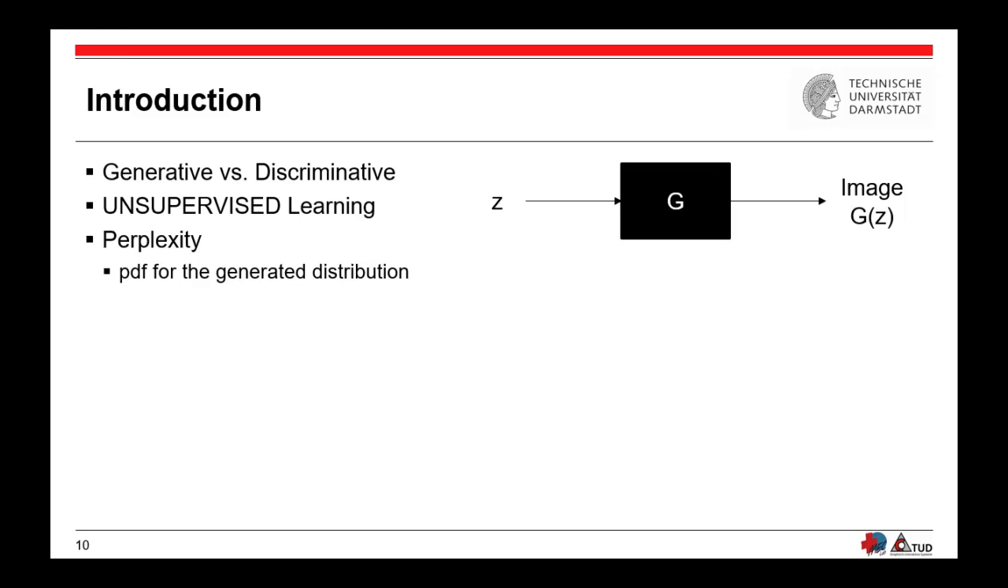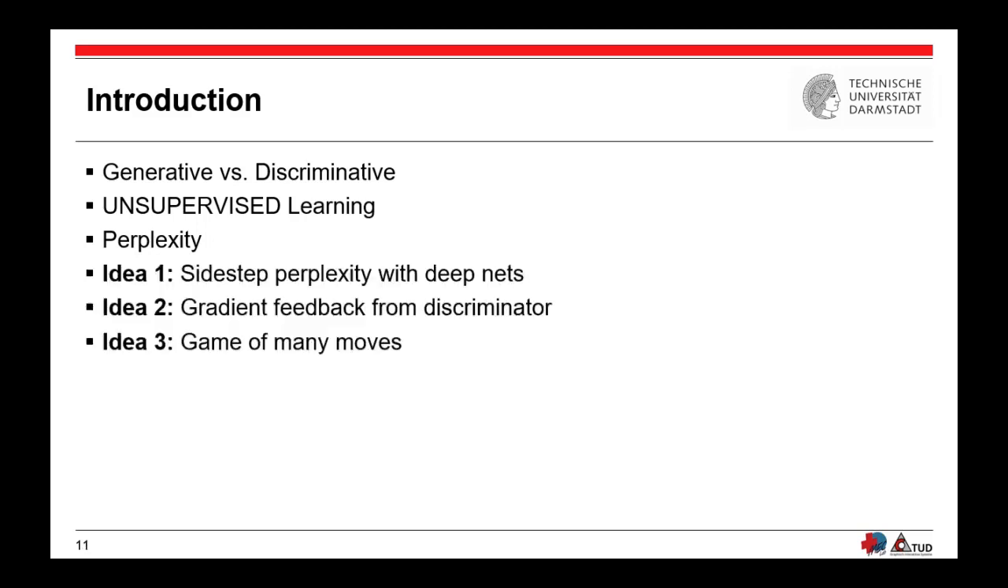Now the really interesting thing, the twist of GANs, is that it took perplexity out of the equation. And there are 3 main ideas that were used to take perplexity out of the system. I will tell you one after the other what these are. So: sidestep the perplexity with deep nets, then use gradient feedback, and a game of many moves. So what is each of these? Let's take a look at each one of the ideas and deconstruct them.